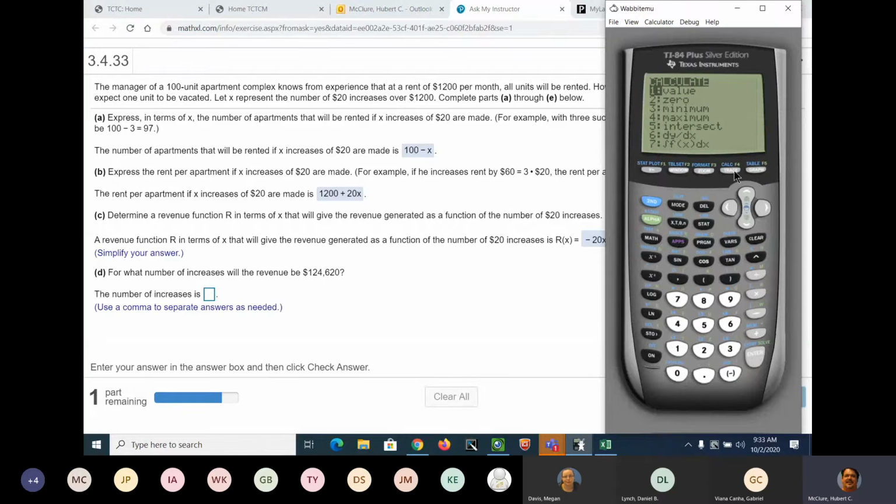And second, trace, intersect. And that one, and that one. And my guess, be right over here. And 33.